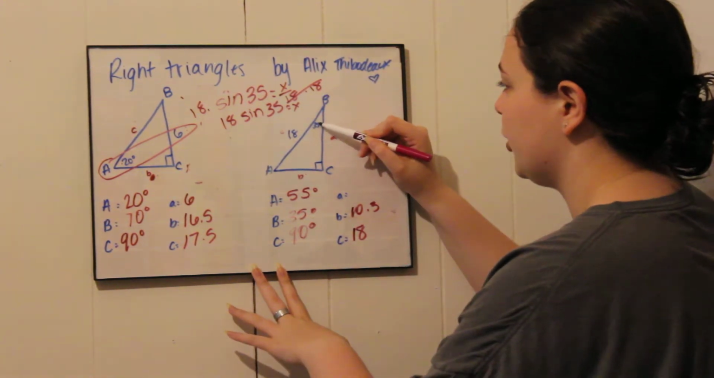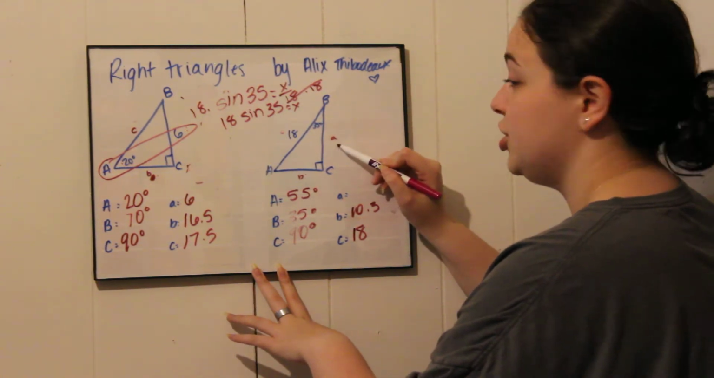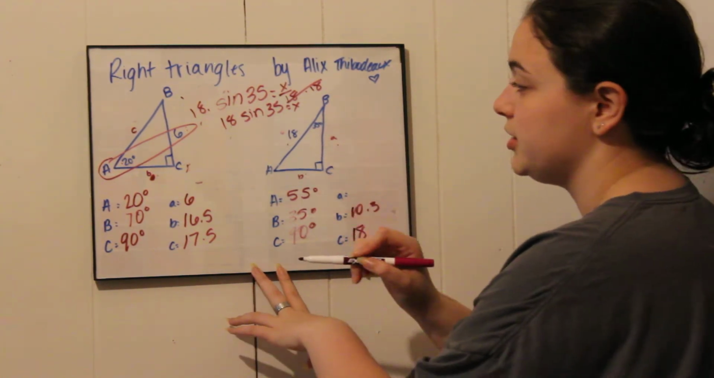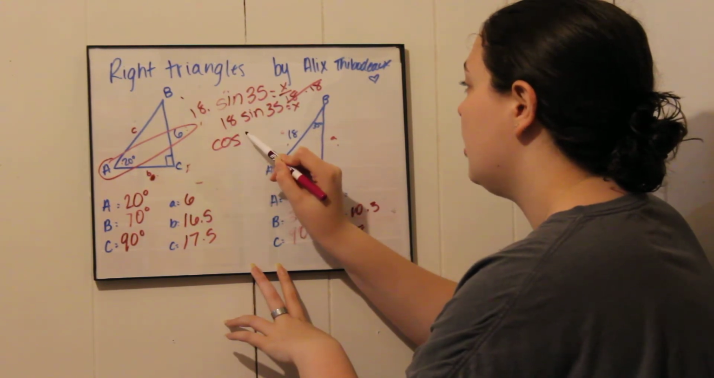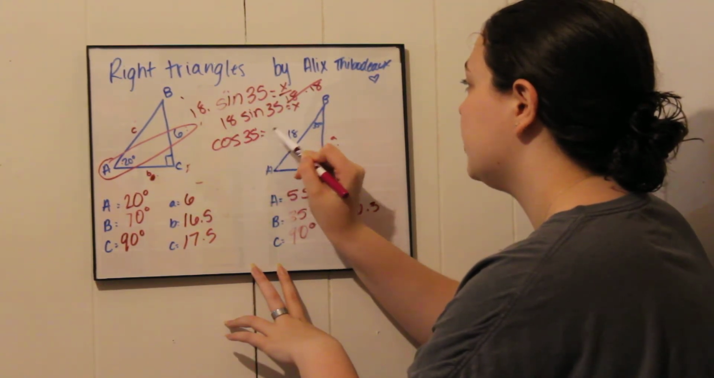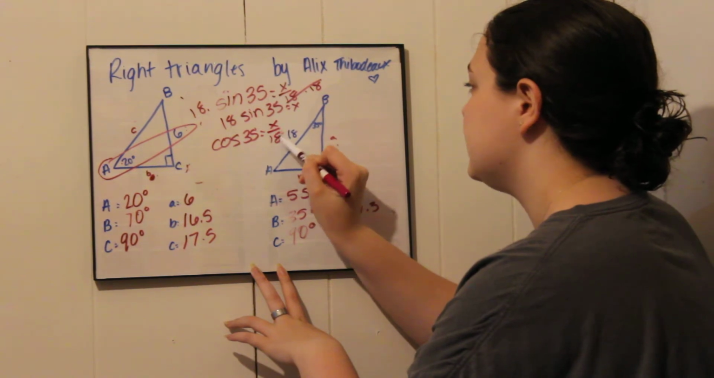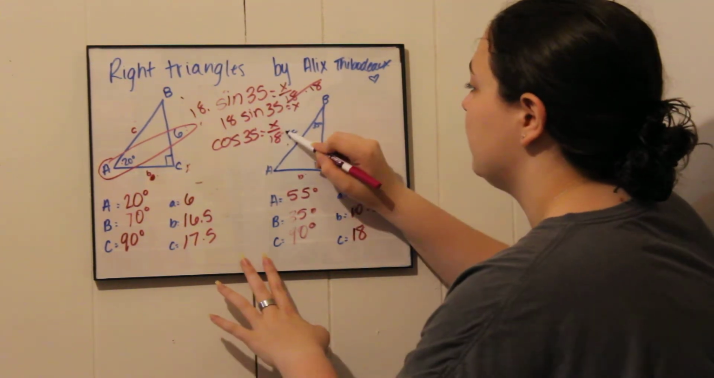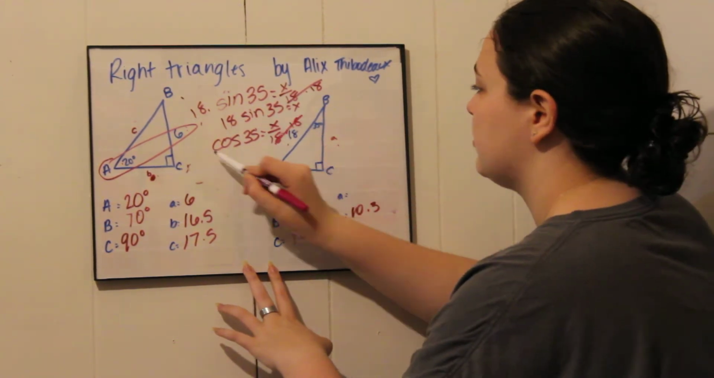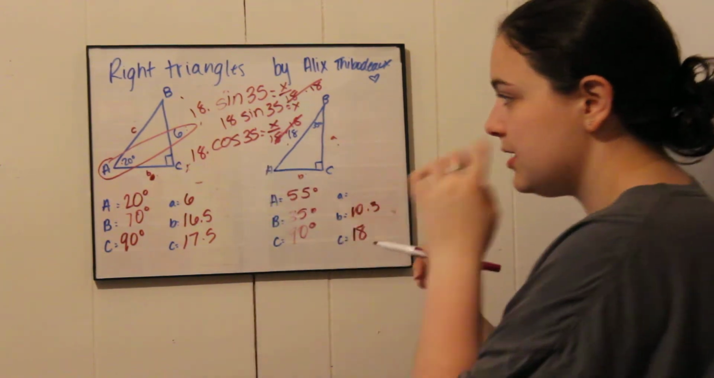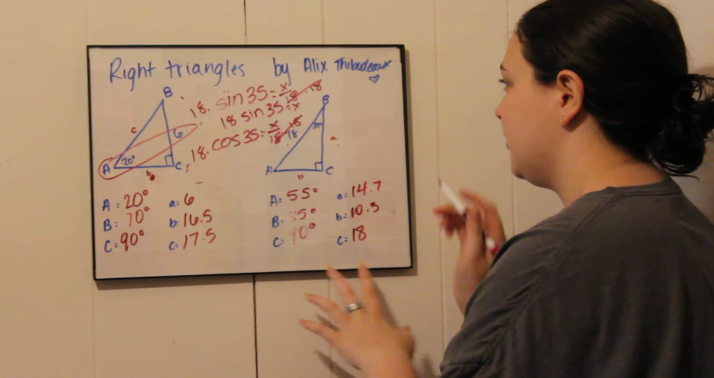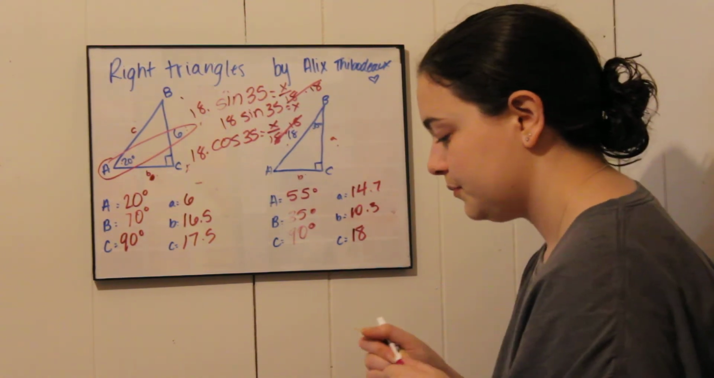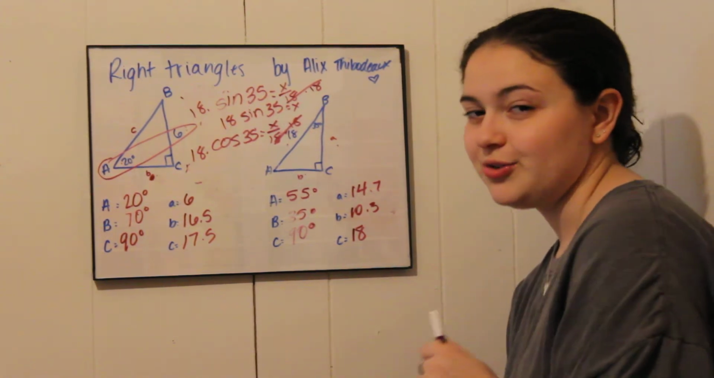So this time you're going to do adjacent over hypotenuse, which is cosine. So cosine of 35 equals x over 18. Again, you're going to do the same thing, multiply both sides by 18. This one cancels. And then 18 cosine of 35 equals 14.7. And that is how you solve right triangles.